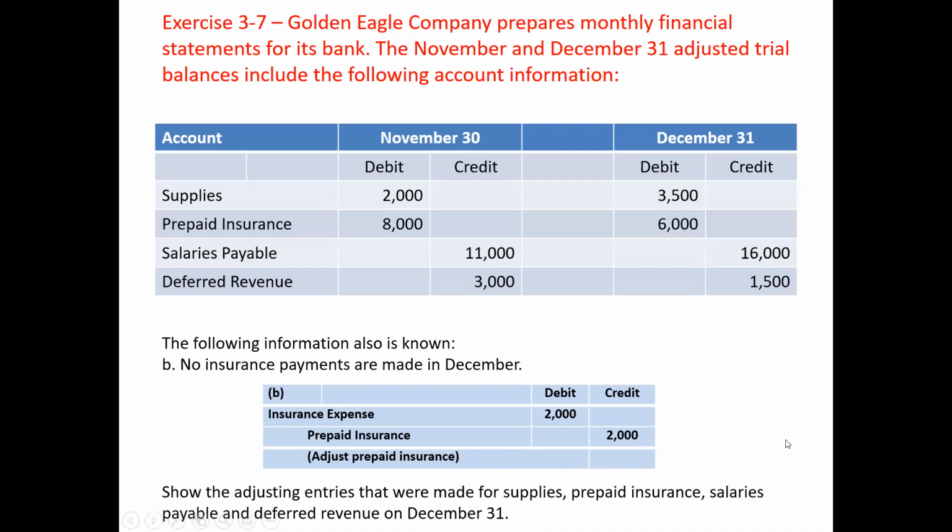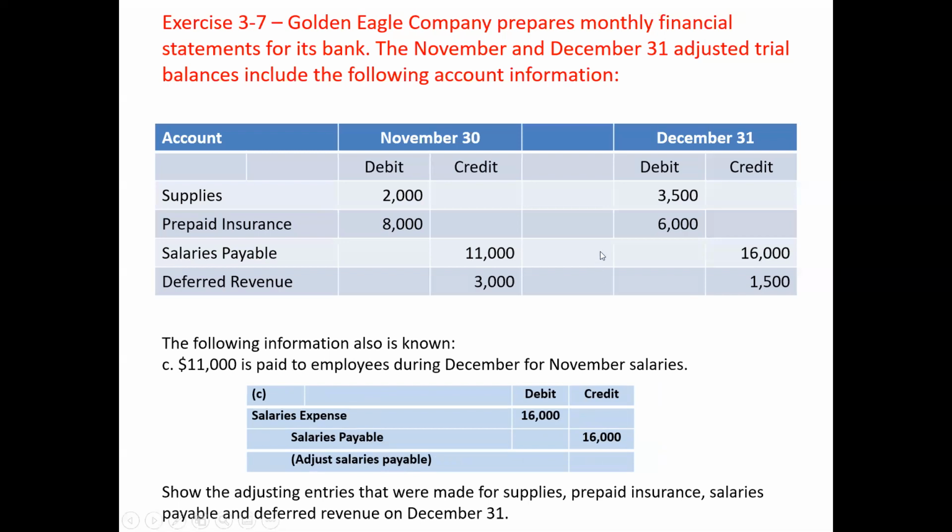Next, salaries payable started at 11,000. It said the following information is also known: 11,000 is paid to employees during December for November salaries. Well, you know what that means to me? At the end of the month, salaries had accrued, had been incurred, for 11,000, but we hadn't paid them yet. So we probably at the end of the period debited salaries expense, credited salaries payable. Then in December, we probably paid this 11,000 by debiting salaries payable, crediting cash.